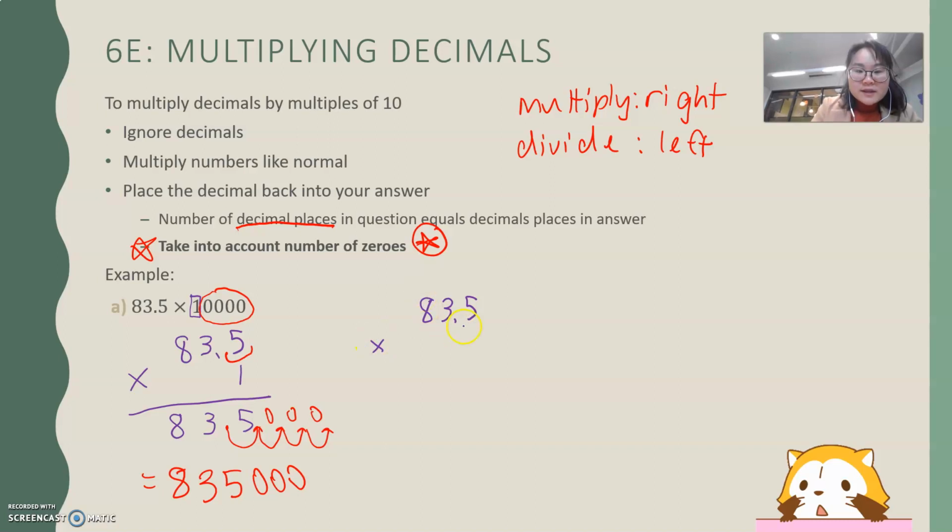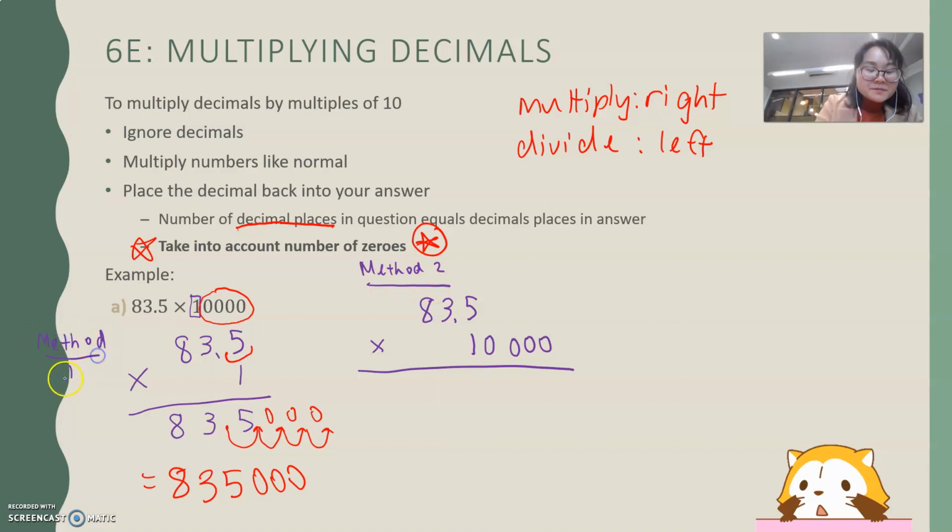So instead of writing 1 times 1, I actually like to write the zeros there just to remind myself that I have to deal with them. Okay, so this is method 2. It's just slightly different. And it's up to you whether or not you want to use method 2 or method 1. So method 1 is how the textbook does it. Method 2, I like to bring the zeros down so I don't forget about them.